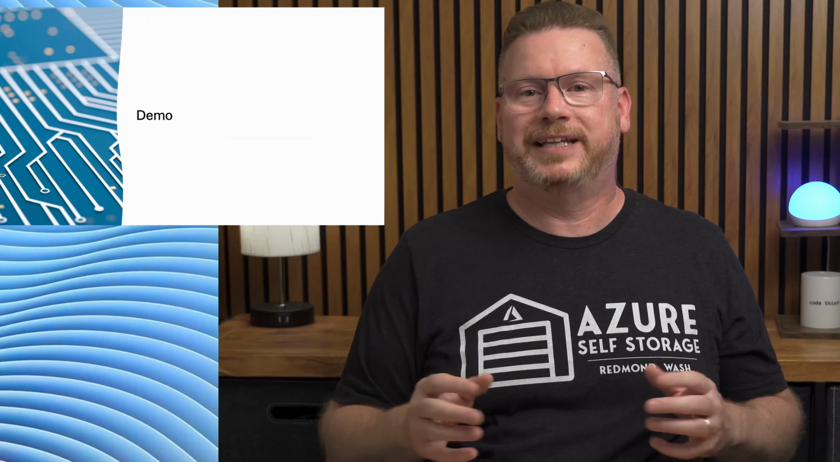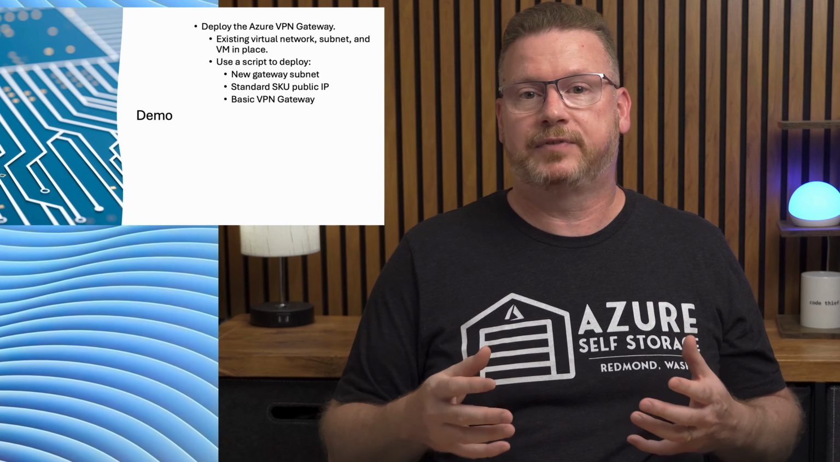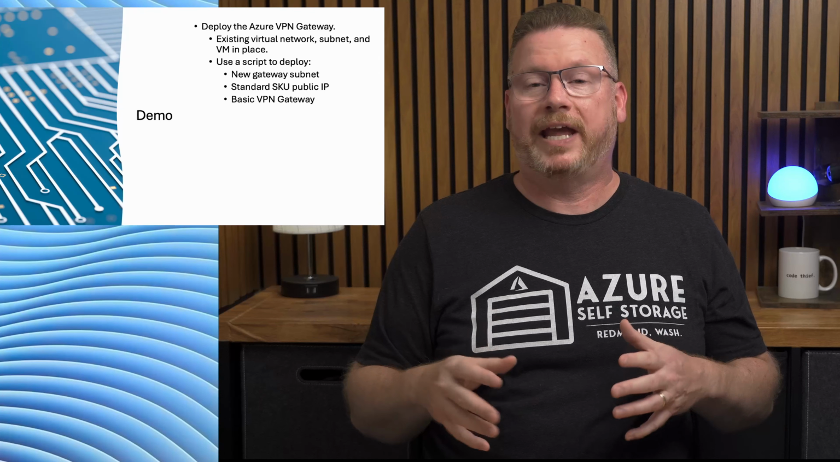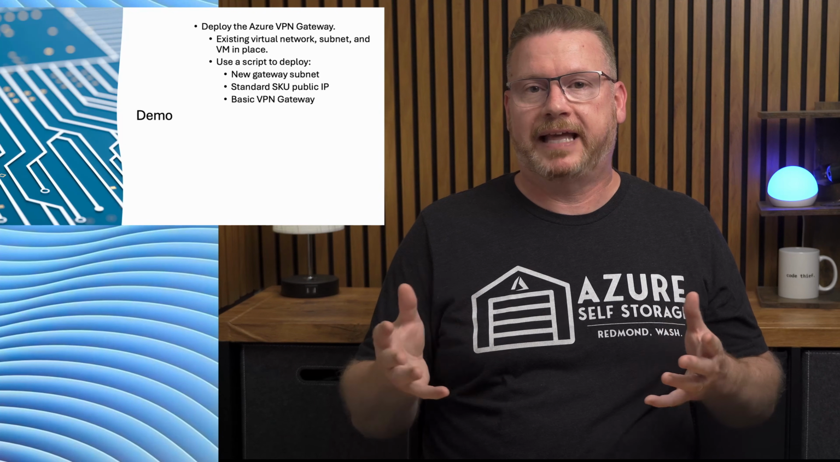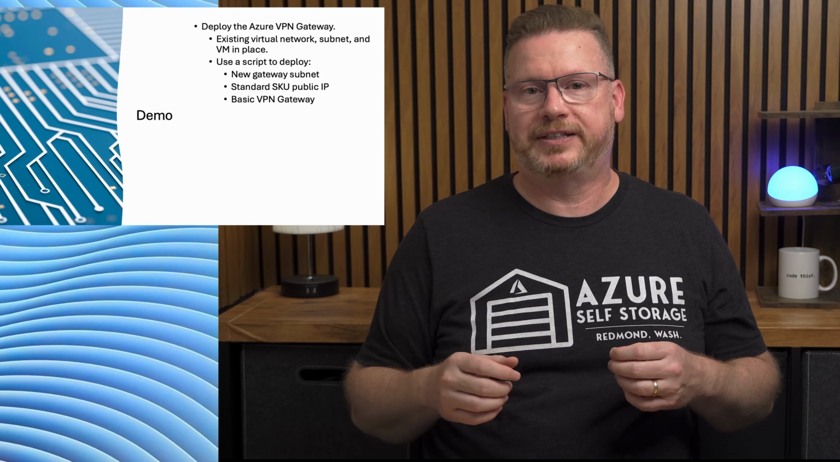Here's what we're going to walk through in the demo. First, we'll use the script to create a gateway subnet in our existing virtual network. Then we'll deploy the basic VPN gateway. By the way, if you already have the basic VPN gateway in place, maybe you followed along with my last video, you can skip the first step and move on to generating the certificates.